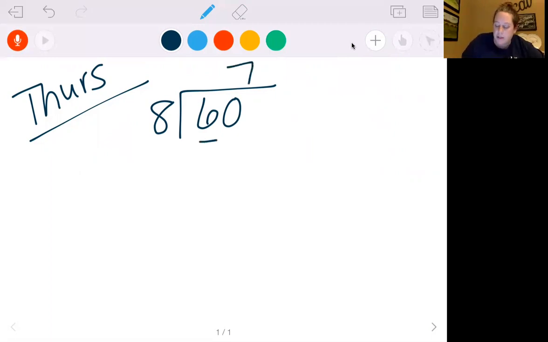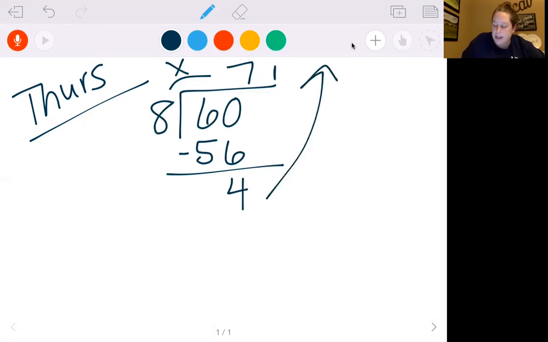8 times 7 is 56. Remember, you multiply those two numbers. Then I get 60 minus 56, and I get 4. I'm going to write it right here. 7, remainder 4. Okay, so that's all you do for that one.